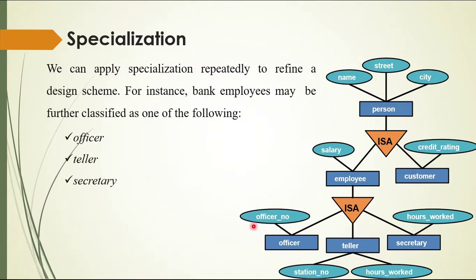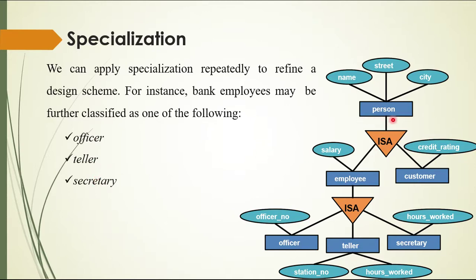Now we can apply specialization repeatedly to refine a design scheme. So a higher level entity is divided into sub parts. Those sub parts are further divided into other sub parts. That is, we can apply specialization repeatedly. For instance, bank employees may be further classified as one of the following, for example officer, teller or secretary.